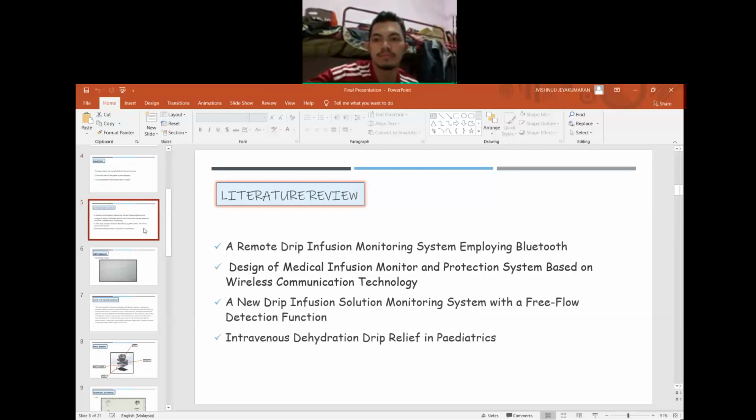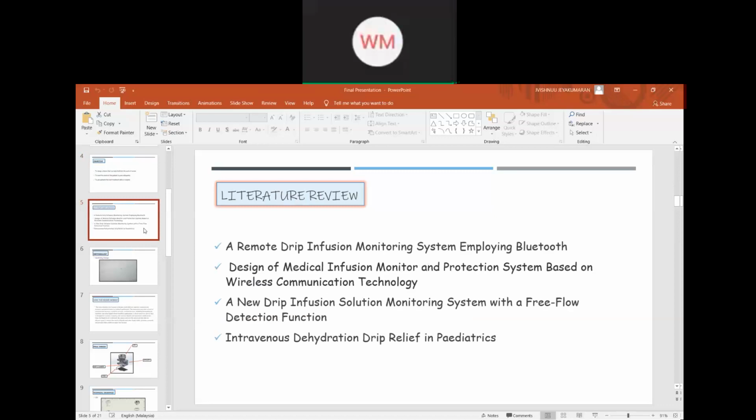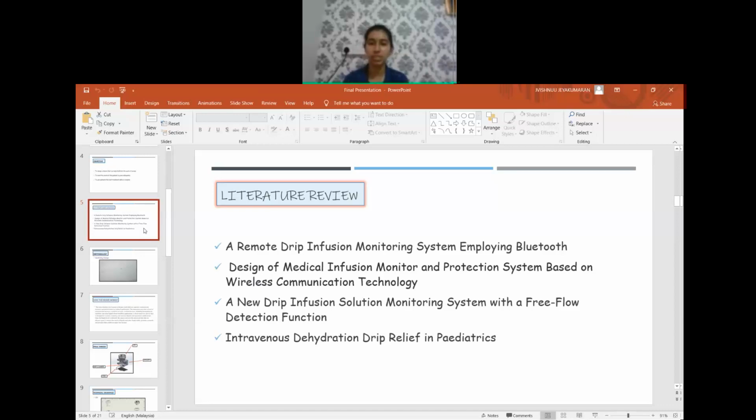Okay, thank you. For the literature review, we have studied four researchers' case studies based on the drip chamber. First one is remote drip infusion monitoring system employing Bluetooth. In this one, the connection sensor is applied to the nurse room and also the patient's bedroom. So in the nurse room, the nurse can monitor the drip chamber through the Bluetooth.